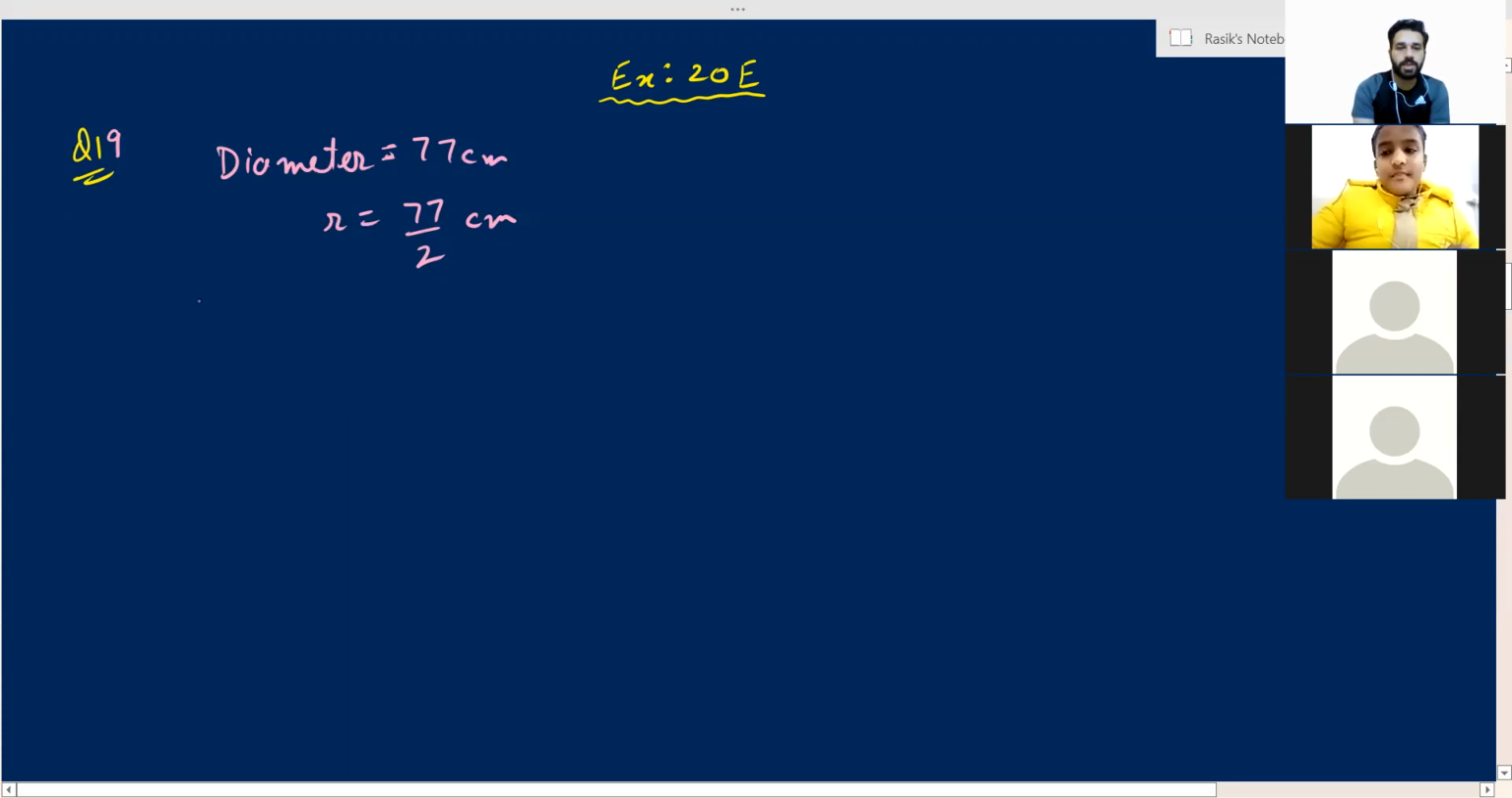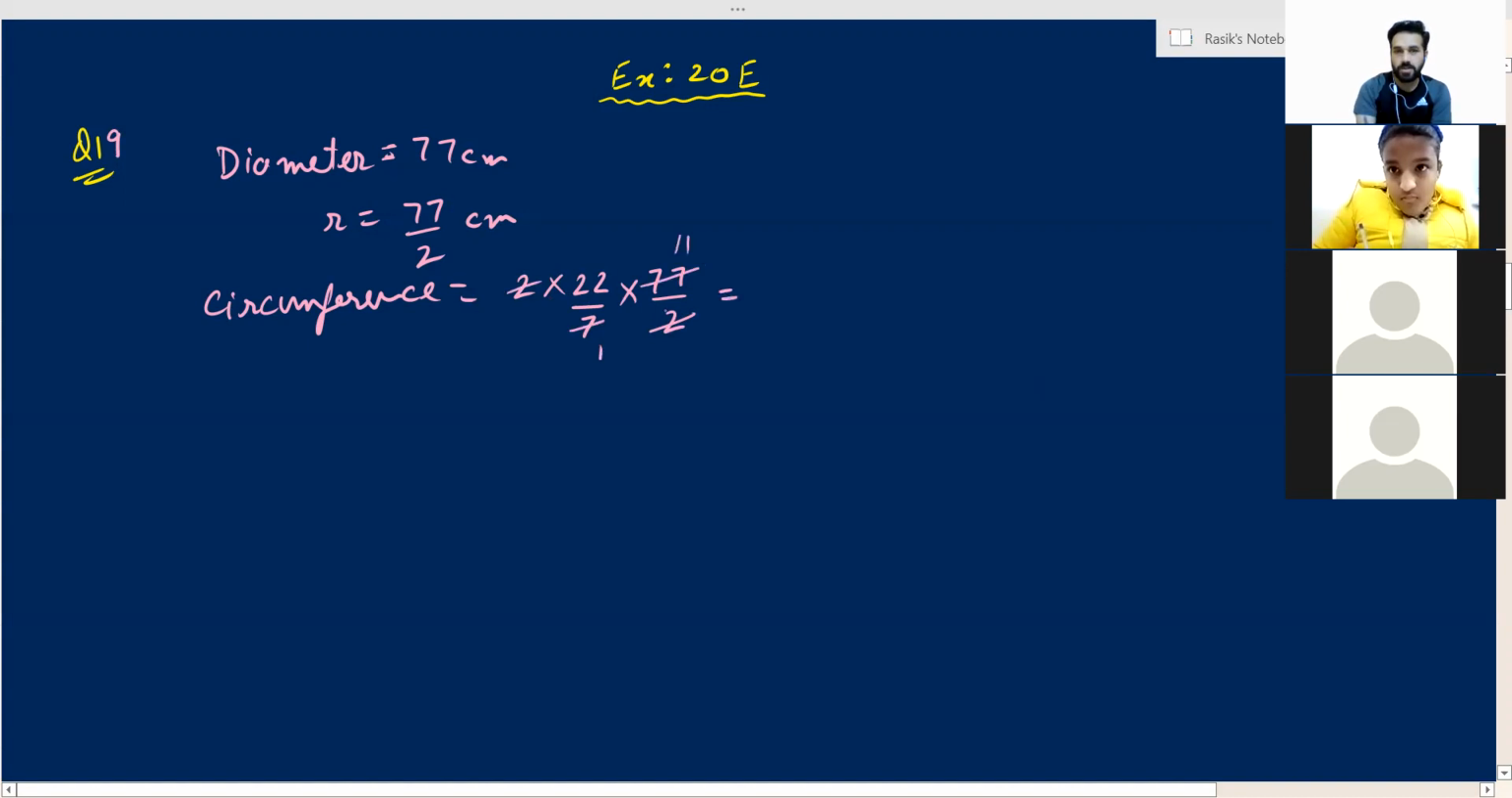Okay, so let us now find out the circumference. Radius is given. Let's quickly find out the circumference. Circumference will give us the distance covered in one rotation. So circumference is equal to 2 pi r. The radius is 77 upon 2. 11 into 22 is 242 centimeters.